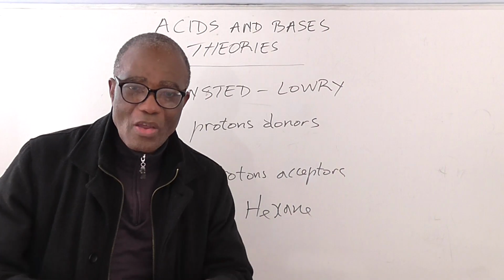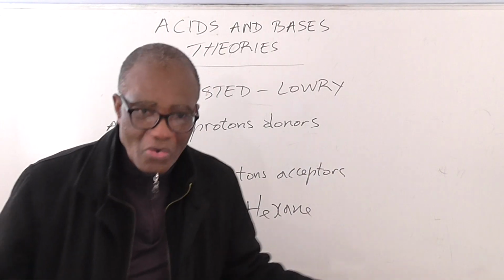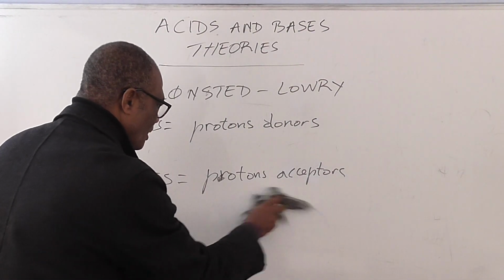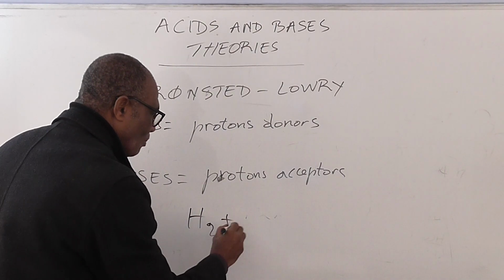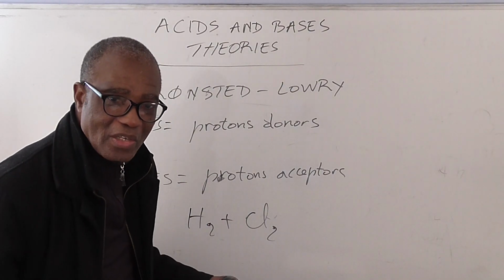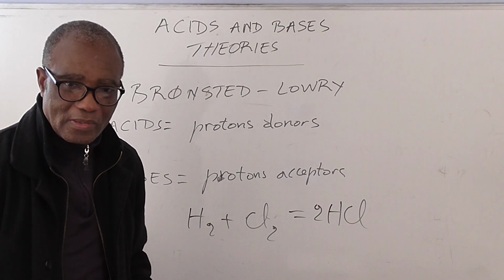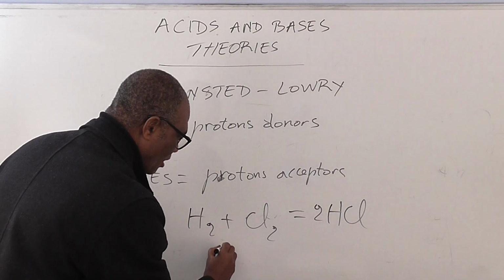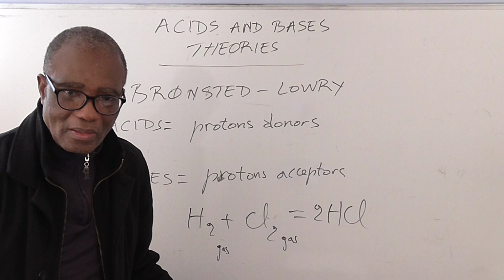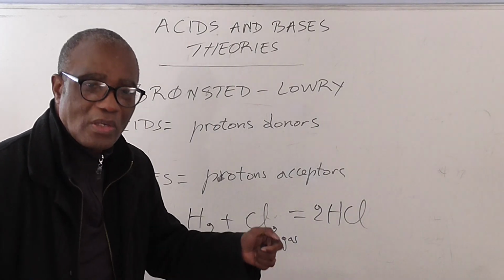So this is the first limitation of Arrhenius theory: it is limited to water only. But what about outside of water? For example, hydrogen gas and chlorine gas, these two gases don't react only in water. There are gases that can react out of water to give hydrogen chloride. This is a gas, and this is also a gas. So they react to give hydrogen chloride. This shows the limitation.